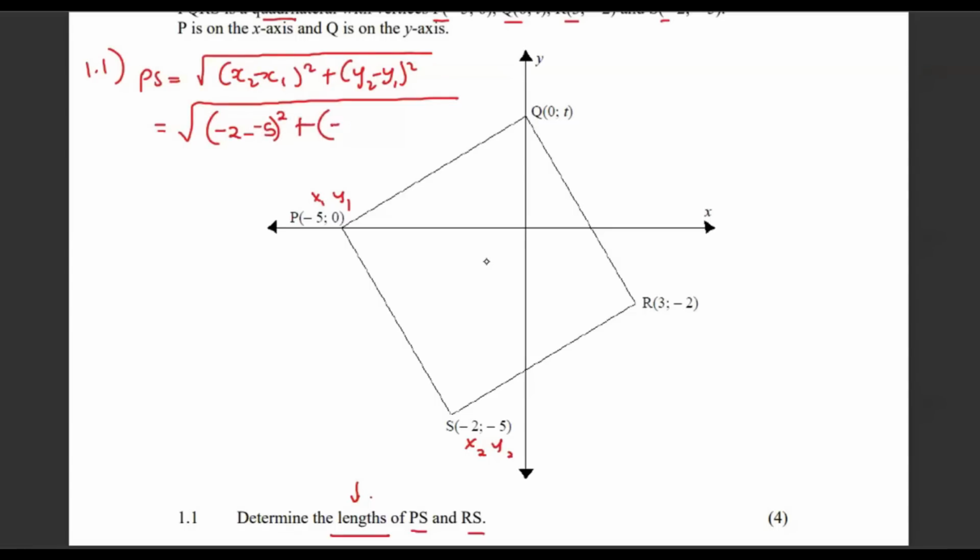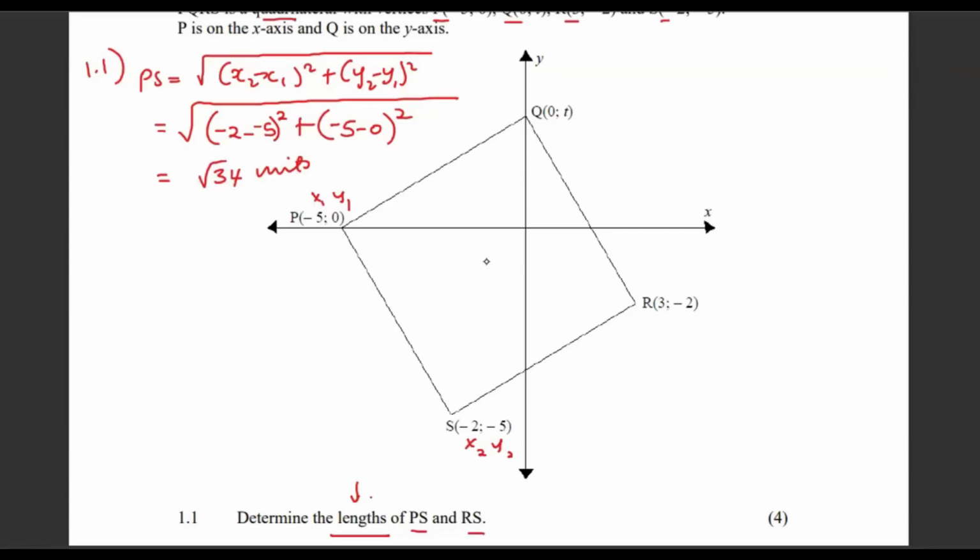Plus we have -5 minus 0, which must be squared also. Then all I have to do is punch this into the calculator the way it is. I don't need to break it down further. So I'm getting the square root of 34. We prefer to have the answers as surds. That's units. That's PS.